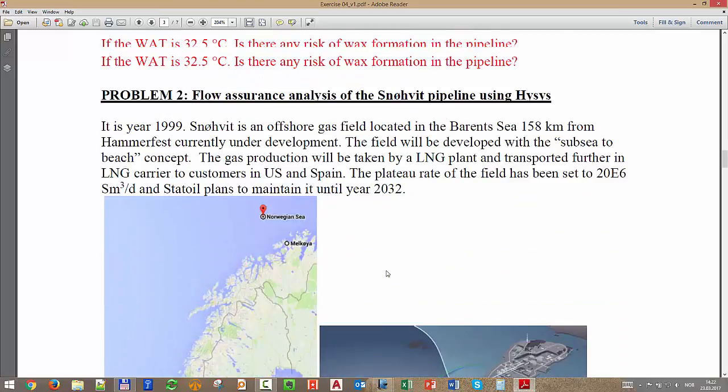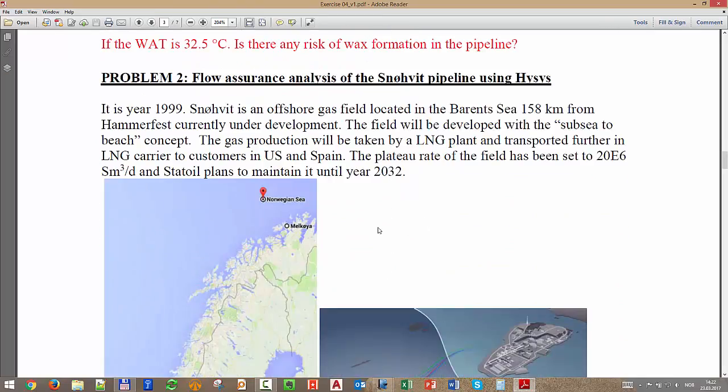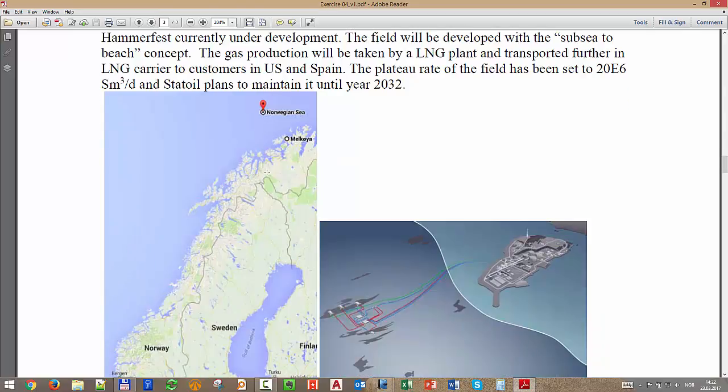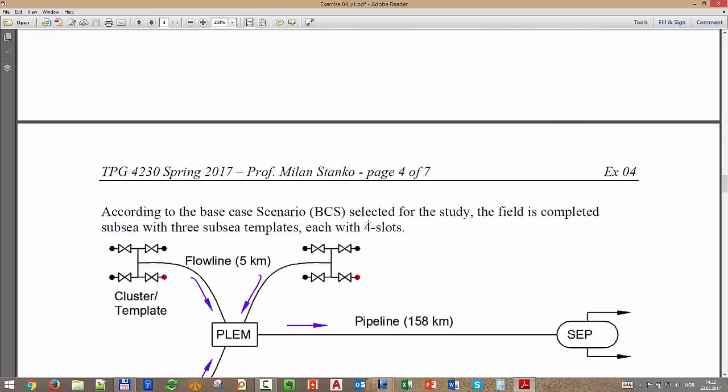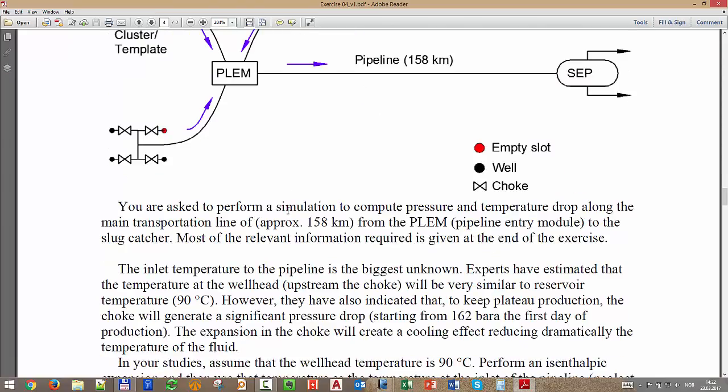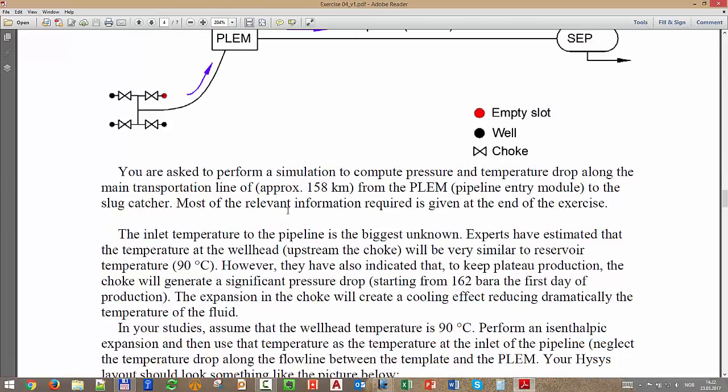Then that's relatively simple, and the other example is to study again temperature and pressure drop, but in the main transportation line from the Snøhvit, Snow White field, Blancanieves in Spanish, to shore, 146 kilometers. For that you will use the software HYSYS.